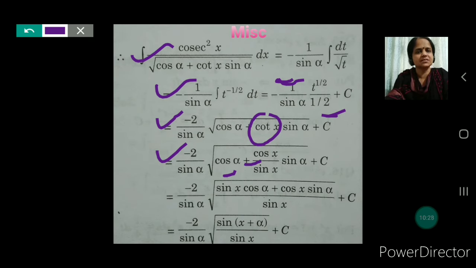Now take sine x common. And at last you will get, it is again the formula of sine x plus alpha, and in the denominator it is sine x. So it is the answer.